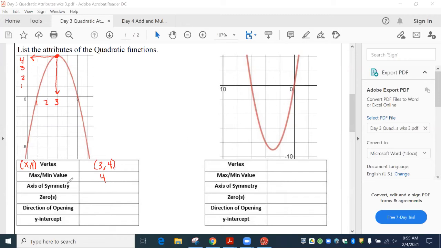All right, and then axis of symmetry. So axis of symmetry, I'm gonna get rid of some stuff real quick for a second.